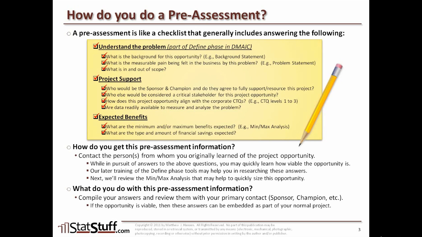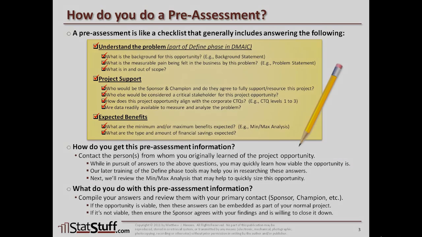So if you find that the opportunity is viable, then at least you've got all the answers that you would need to help embed into your project for answering the other parts of the project as you go forward. But if you find that the opportunity is not viable after doing this pre-assessment, then you want to review it with the sponsor, make sure that they agree with everything you found, and see if they're willing for you to close the project, because it's much better to find this out up front and close the project before you spend so much time and effort on something that later on would yield no benefits at all.